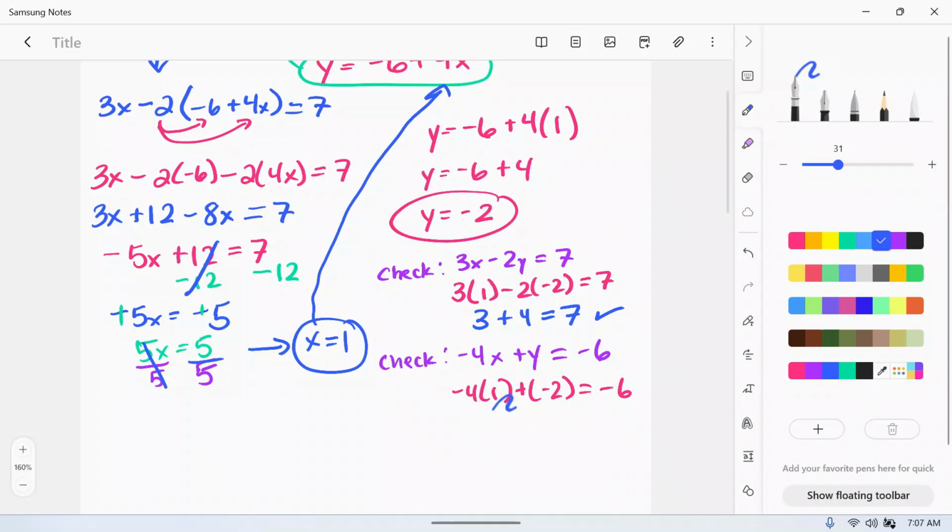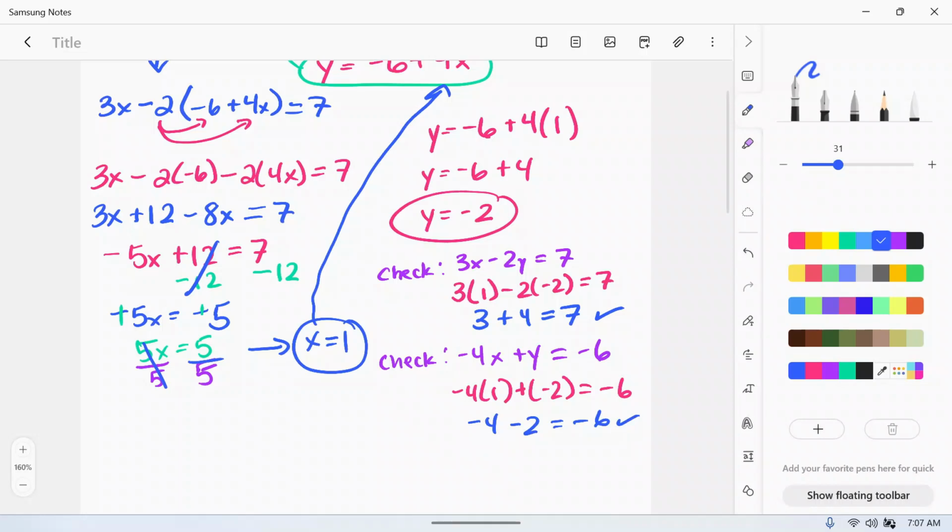Then I simplify. -4 times 1 is -4 plus -2 is going to be a -2. And -4 minus 2 is a -6. So that does actually work. So this is a correct solution because when I plug x and y back in, I get the correct answer.